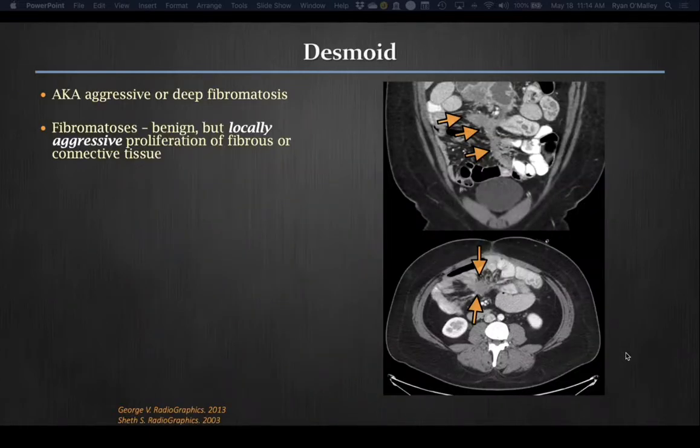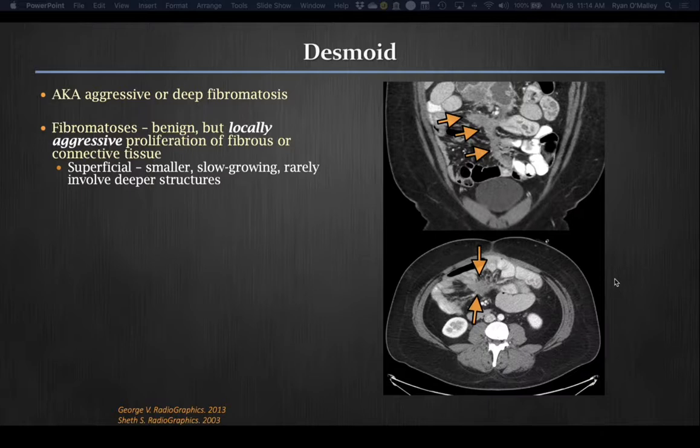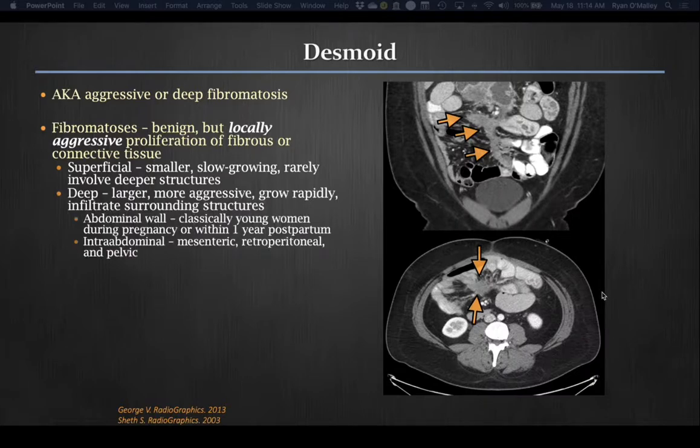So desmoid is sort of a historical or colloquial name. The preferred, at least pathologic term now is aggressive or deep fibromatosis. The fibromatoses are a collection of benign but locally aggressive fibrous tumors that can be either superficial or deep. The superficial tumors are relatively small and slow growing, but you may see these in the abdominal wall or the extremities. The deeper versions of these tend to be larger and more aggressive. They grow rapidly and they can infiltrate and invade surrounding structures.